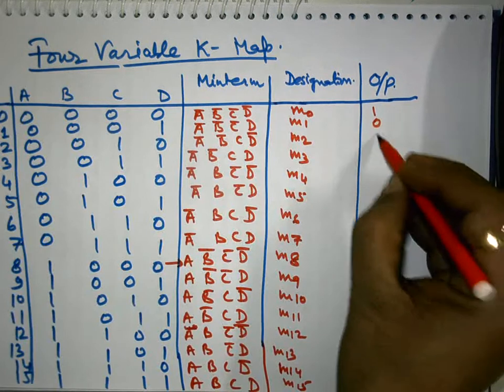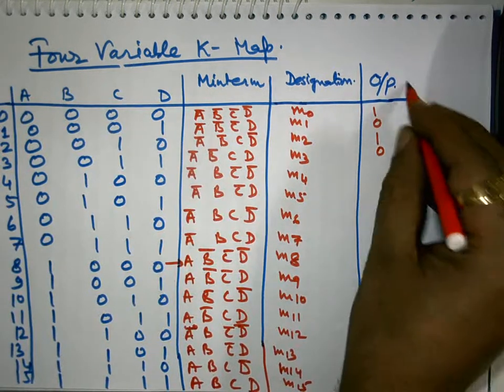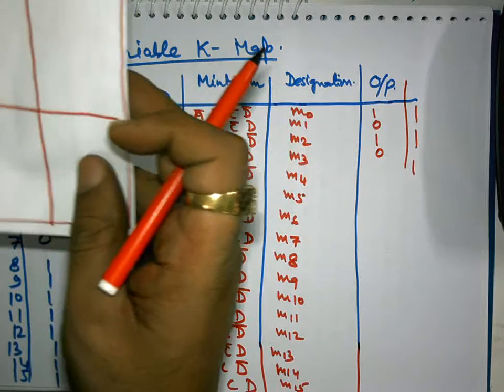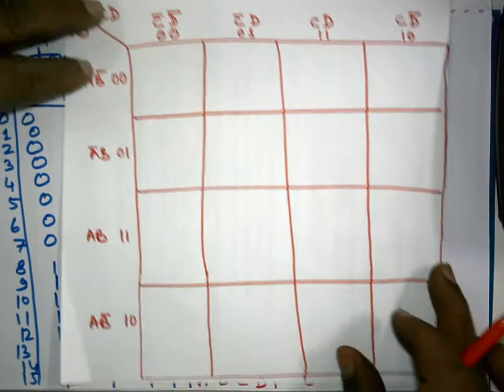It can be 1 0 1 0 like that. It can be anything, 1 1 1 1. Okay, output we are not worried about right now. Now how can we place this in our K-map cells?